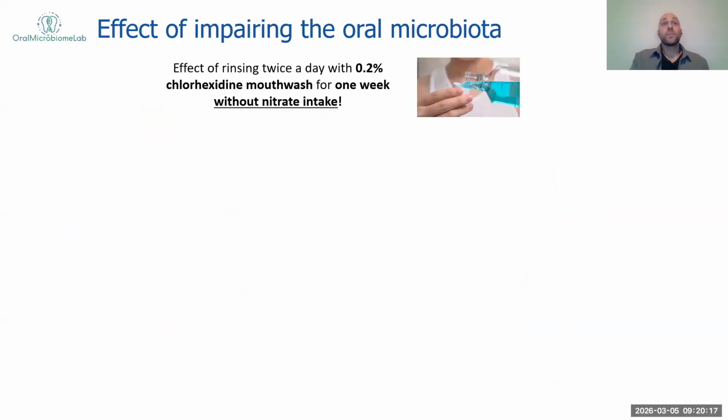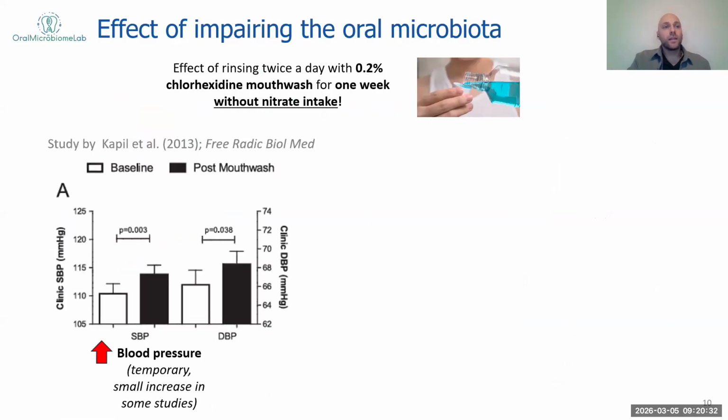And here are two examples of studies in which they gave 1 week of chlorhexidine, 2 doses per day of 0.2% chlorhexidine mouthwash. And in one study, they found a small increase in blood pressure. This is also temporary, but both systolic and diastolic blood pressure increase. So they find this increase in some studies, not in all. There are multiple factors involved, so it must really depend on the study group and conditions.